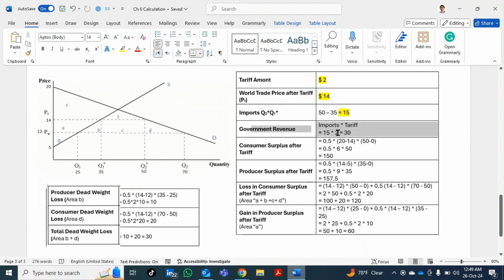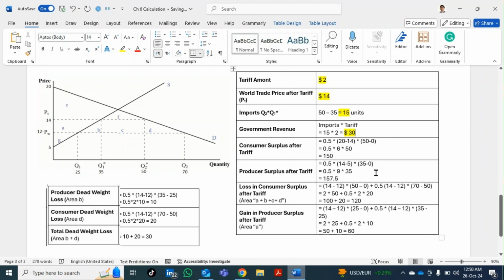Now, what will happen to the government revenue? Because the government has imposed a tariff of $2 per unit, we have to see the imports quantity. Our imports are 15 units. So 15 units multiplied by the tariff, that is $2. The answer is 30. So the government will earn $30 in revenue by importing 15 units. That is the change of government revenue.